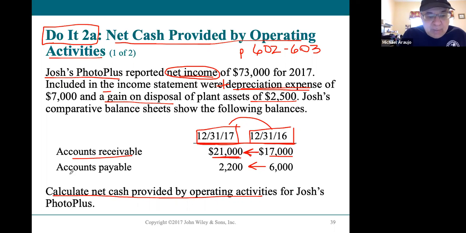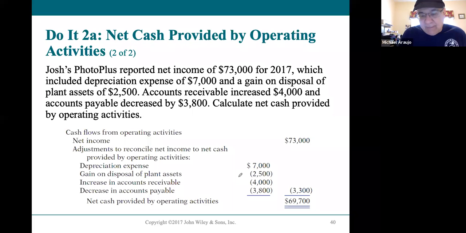In the accounts payable department, we have less money here, okay? Less money here. And so in this case, we went from $6,000 of payables to 2,200. The only way you get payables down is to use cash. And if you're using cash, you're going to take that away as well.